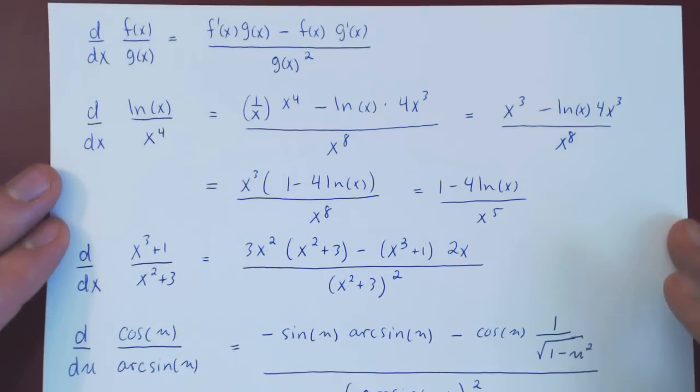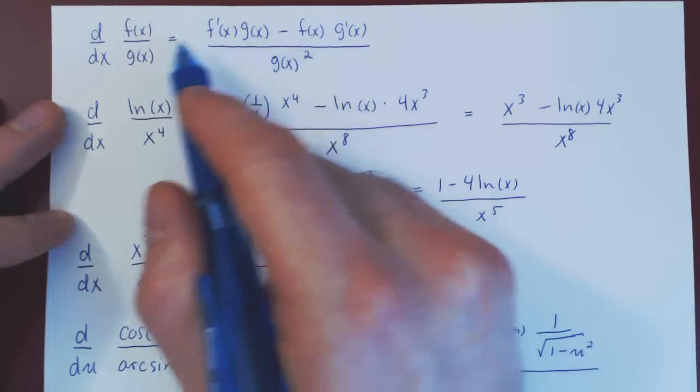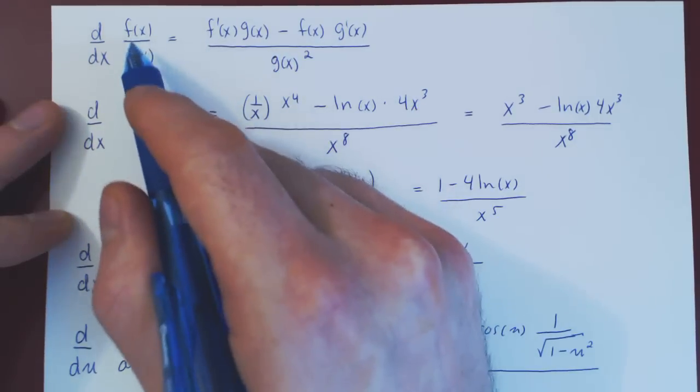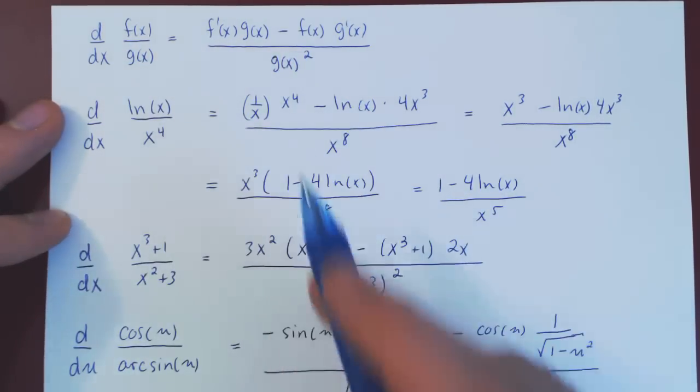So always remember the quotient rule is the derivative of the numerator times the denominator minus the numerator times the derivative of the denominator over the denominator all squared. And that's it.